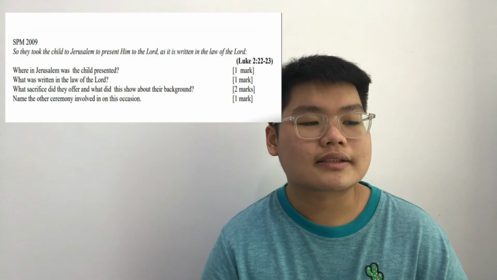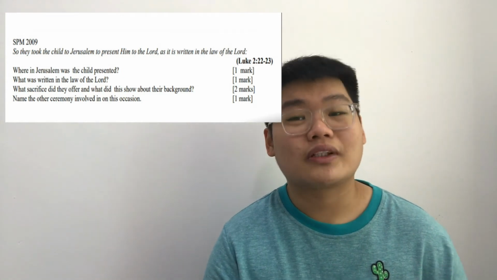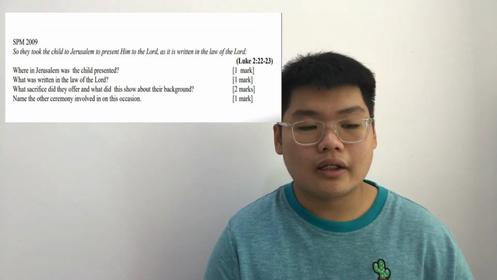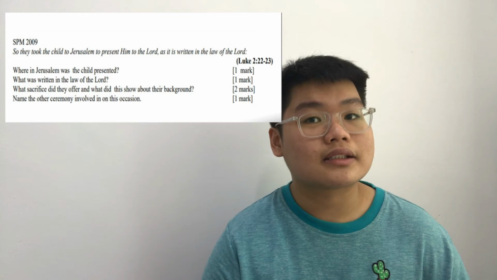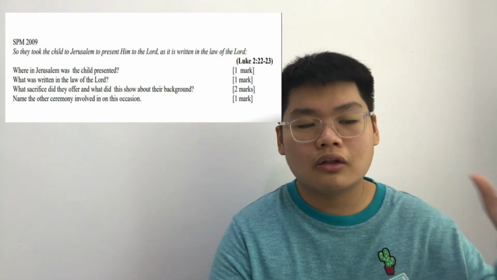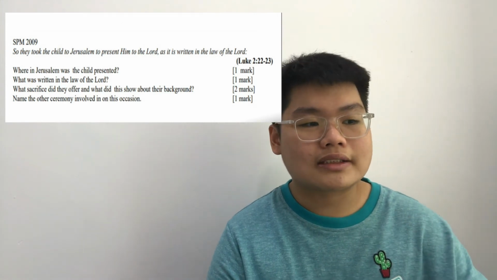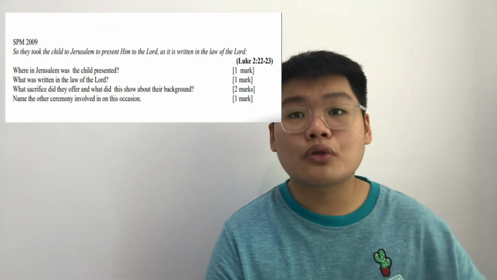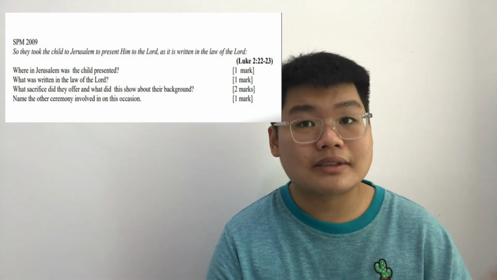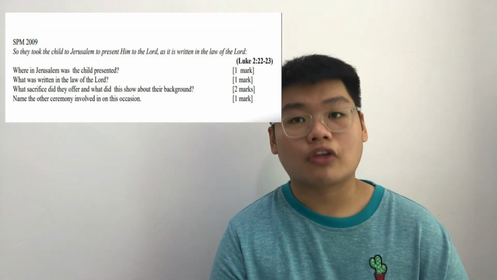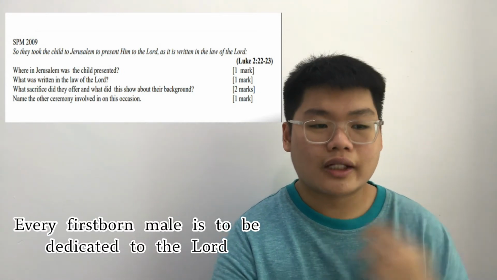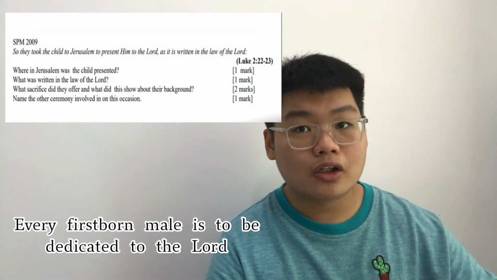Now let's look at the second question. What was written in the law of the Lord? If you don't look at the Bible verse up there, you will not know how to answer this question, because you do not know which law it is referring to. So looking at the Bible verse is very important. You can see here, they took the child to Jerusalem to present him to the Lord. This is the ceremony of presentation of the firstborn. So what was written in the law of the Lord? Every firstborn male is to be dedicated to the Lord. It's very important to look at the Bible verse and relate it to the questions below.